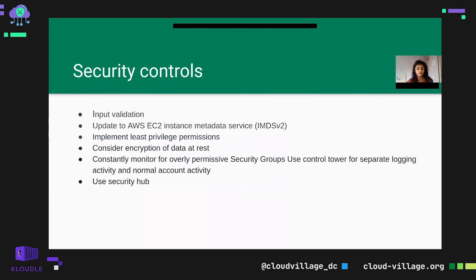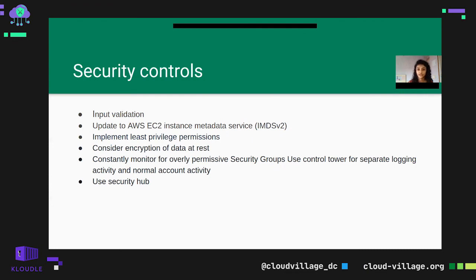To prevent this kind of attack or misconfiguration in future, you can use input validation to prevent SSRF. Update your AWS EC2 instance metadata service, so even though it's vulnerable to SSRF, the user will still not get the IAM role credential, right? Then implement least privilege permission so that the attacker will have only limited access.